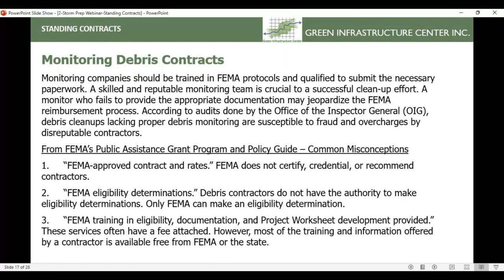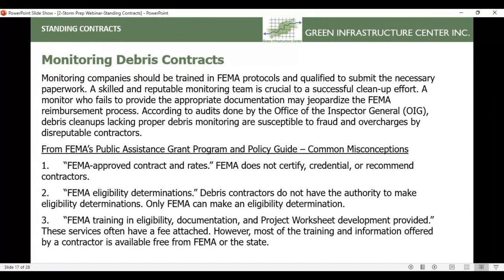Something to keep in mind, and this is coming directly from FEMA's Public Assistance Grant Program and Policy Guide: you might see some terms that contractors will use. "FEMA approved contractor rates." FEMA does not certify, credential, or recommend contractors, so if you see this kind of language in a bid, you know that is not true. "FEMA eligibility determinations." Debris contractors do not have the authority to make eligibility determinations. Only FEMA can make an eligibility determination.